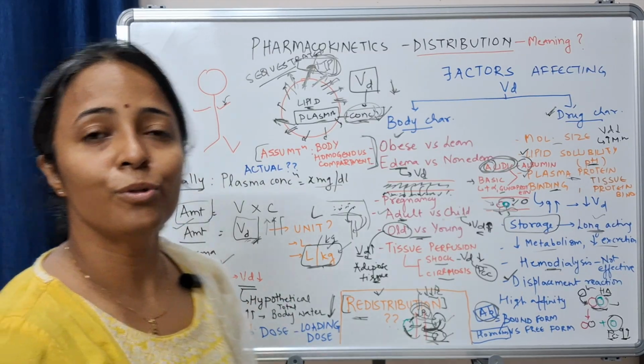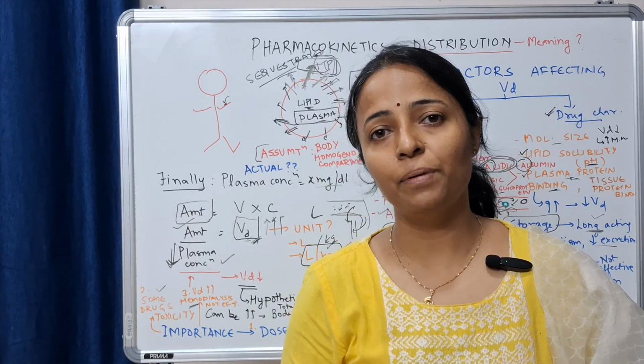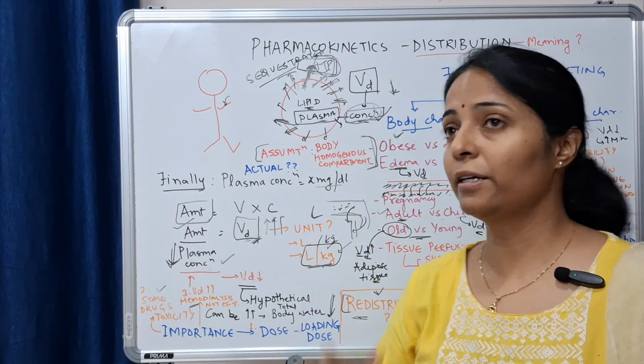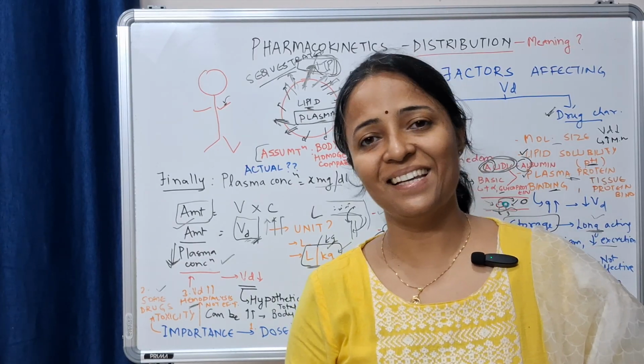So that was about the concept of distribution of the drug. With this, we have completed the first chapter of pharmacokinetics of KDT. We will move on to the next chapter in the next video.